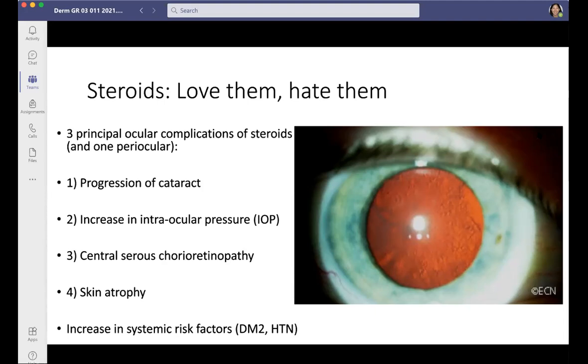You know, that would be for like a chalazion or something like that. And then obviously steroids long-term can increase systemic risk factors, diabetes, high blood pressure, obesity, and so forth, and those can have deleterious effects on the eyes.